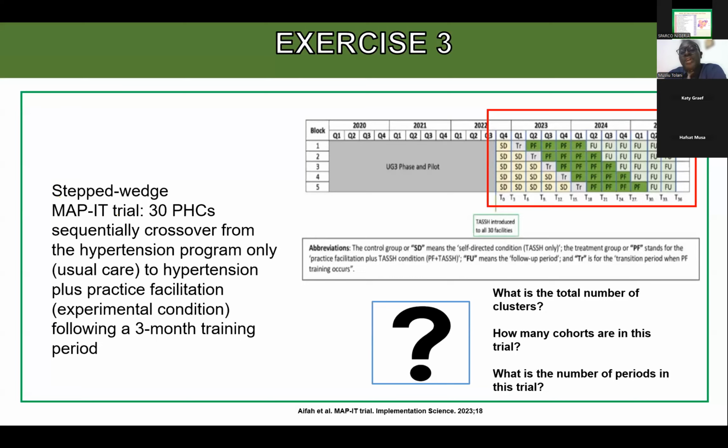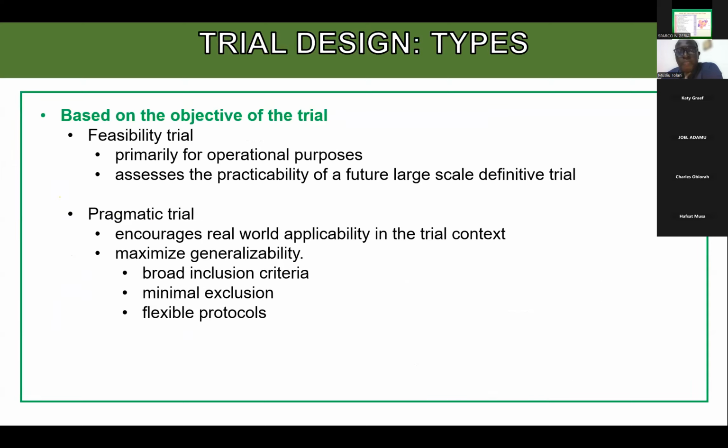And again, as a stepped-wedge trial, one of the things needed to calculate sample size is knowing the number of periods. And for you to know the number of periods, you need to know the number of crossovers. If you look at the number of steps, it is 5 here. So the number of periods is calculated by the number of steps plus 1. So the number of periods here will be 6. This particular data is important while calculating sample sizes for a stepped-wedge trial.